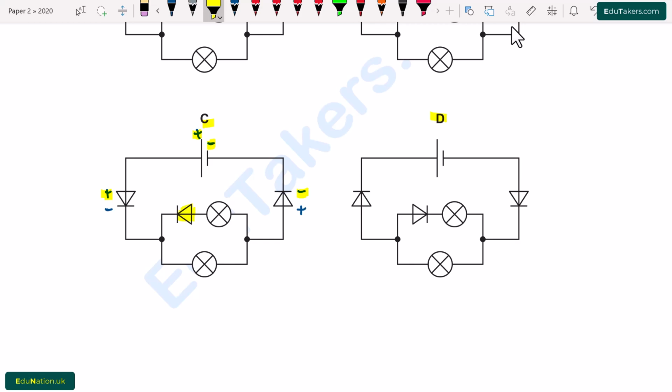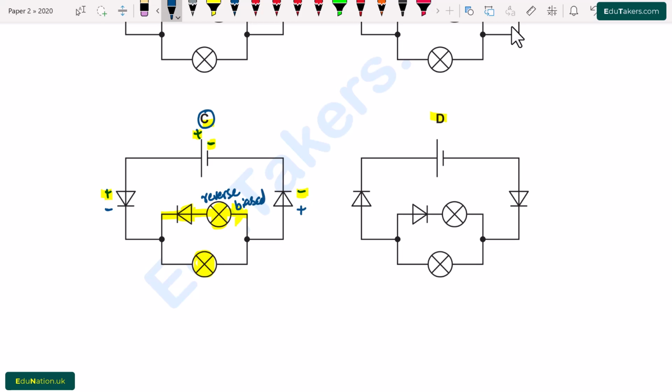So when this diode is reverse biased, this lamp will not light up because current cannot flow in this path. So only one lamp lights here, which is this one. So this option is correct because here it is reverse biased, due to which this lamp cannot light.